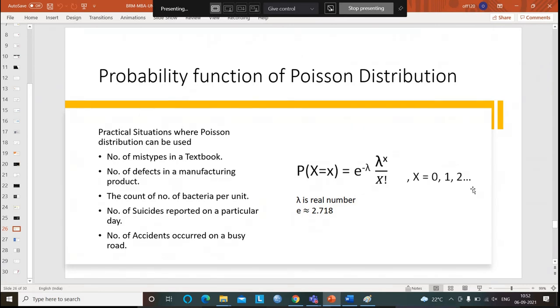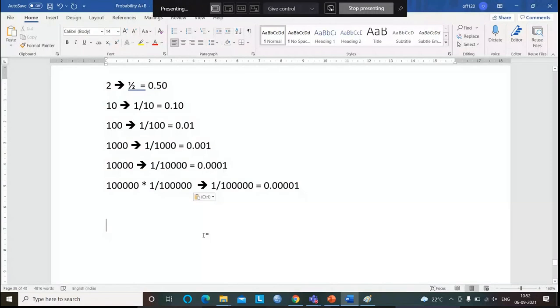Okay. So what is the difference between binomial distribution and Poisson distribution here? In binomial distribution, x ranges from 0 to n. But in Poisson distribution, x ranges from 0 to infinity. Okay, so the expression of binomial distribution is called Poisson distribution.